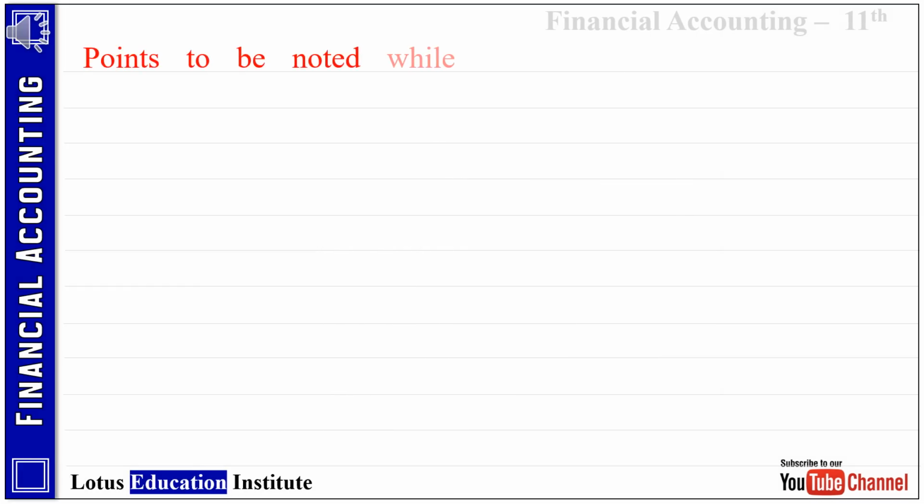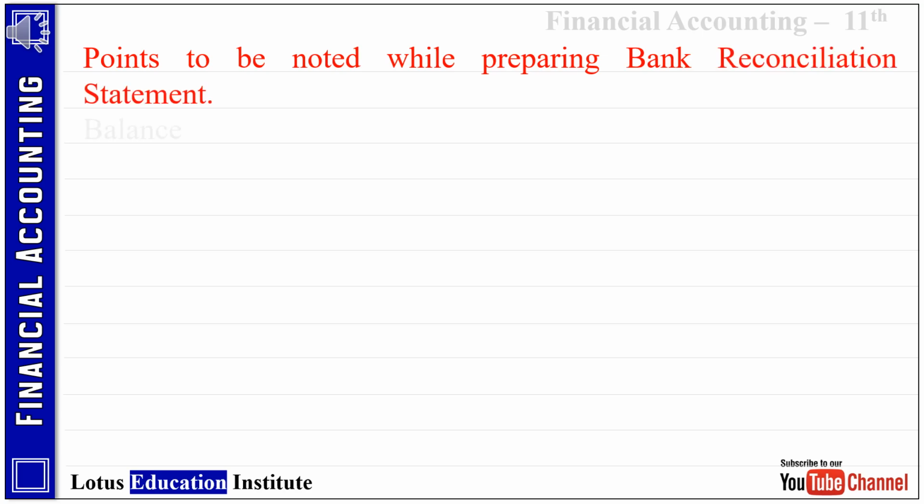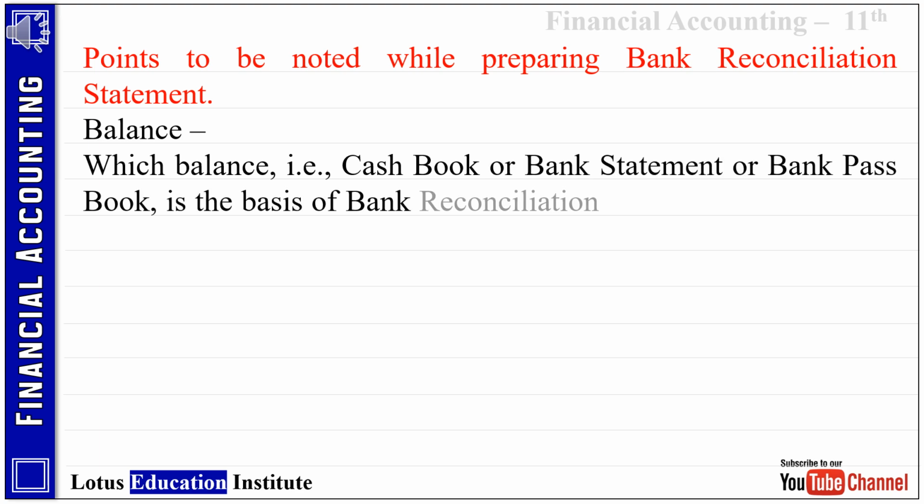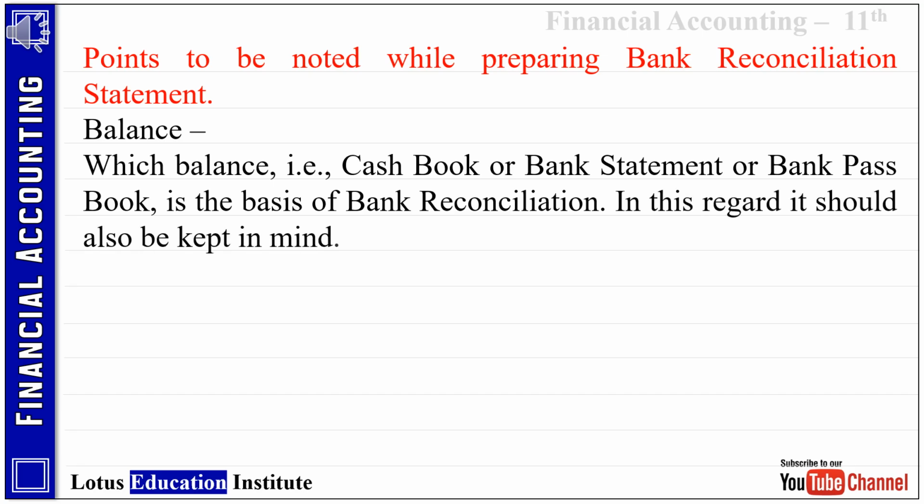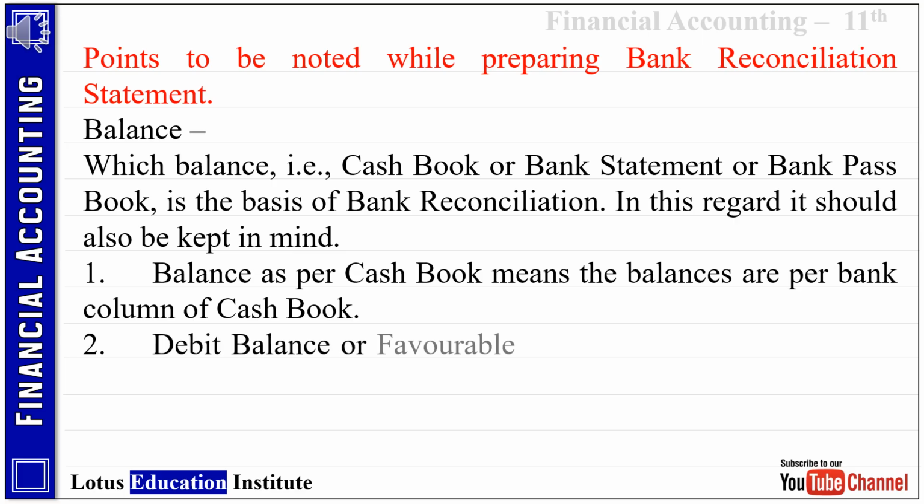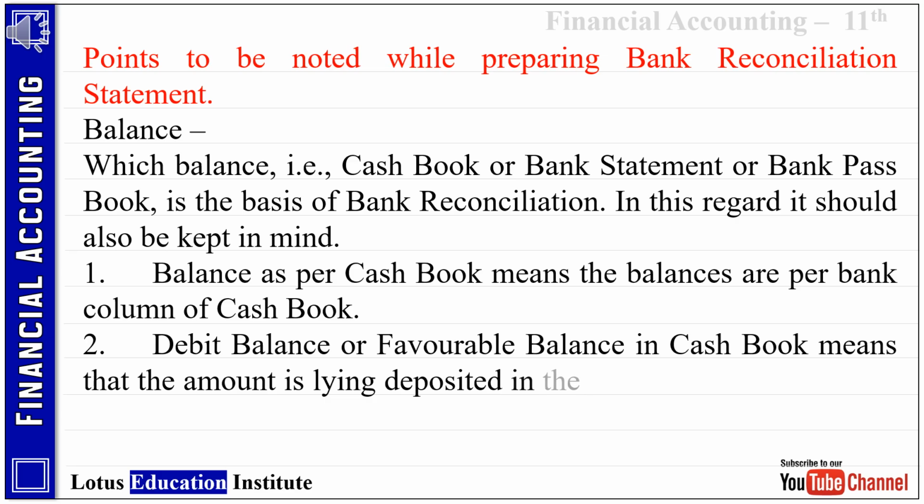Points to be noted while preparing bank reconciliation statement. Balance: which balance, i.e., cash book or bank statement or bank passbook, is the basis of bank reconciliation. In this regard, it should also be kept in mind: 1. Balance as per cash book means the balance as per bank column of cash book. 2. Debit balance or favorable balance in cash book means that the amount is lying deposited in the bank. It is an asset of the firm.